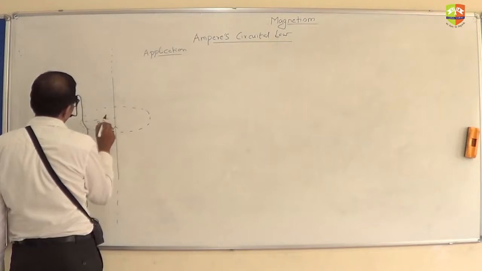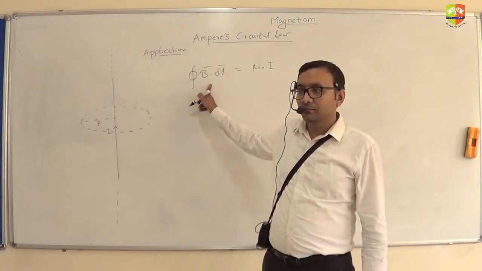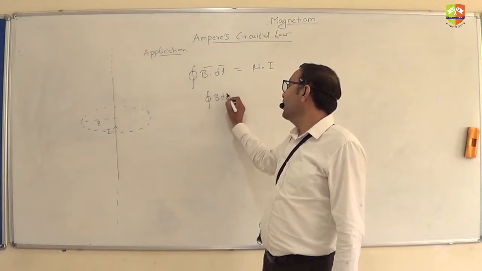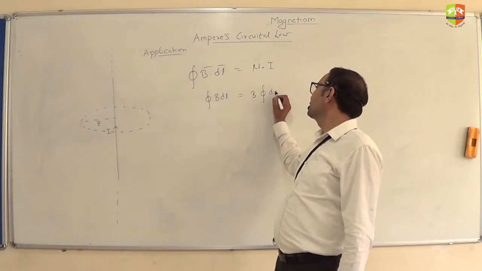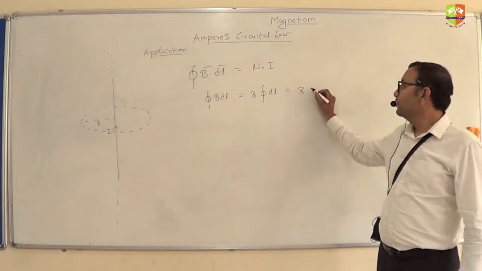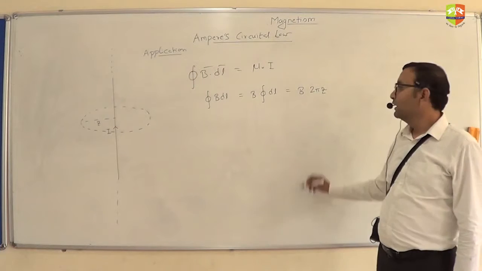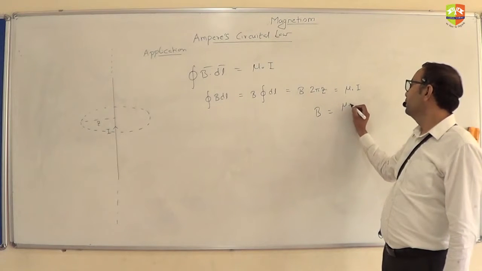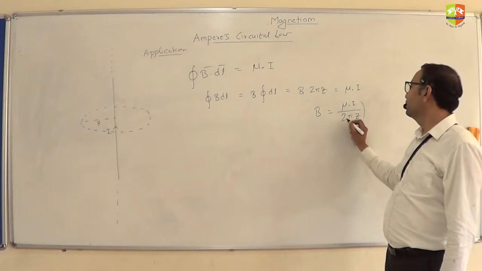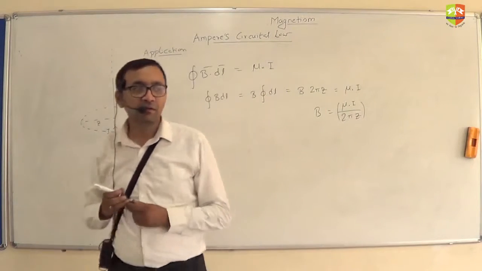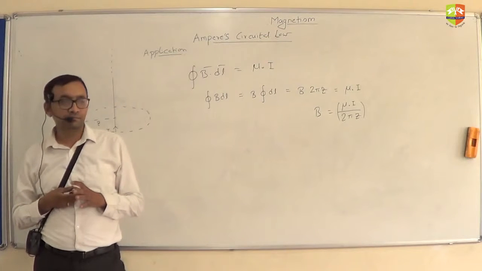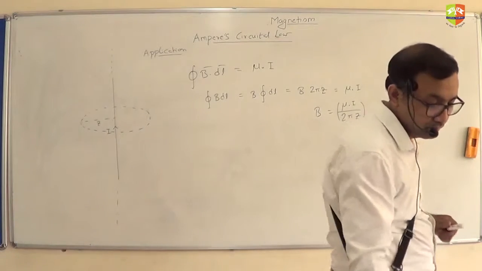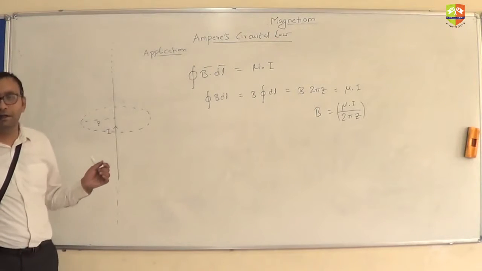This is your Ampere loop at a distance z. The angle between B and dl is 0, so B dot dl simply becomes B dl. And B is constant, so B comes out of the integral. The integral of dl over the loop is 2 pi z. This should be equal to mu naught into the current passing through the loop, which is I. So the magnetic field is mu naught I by 2 pi z. This is what you got by integrating. Any doubts?